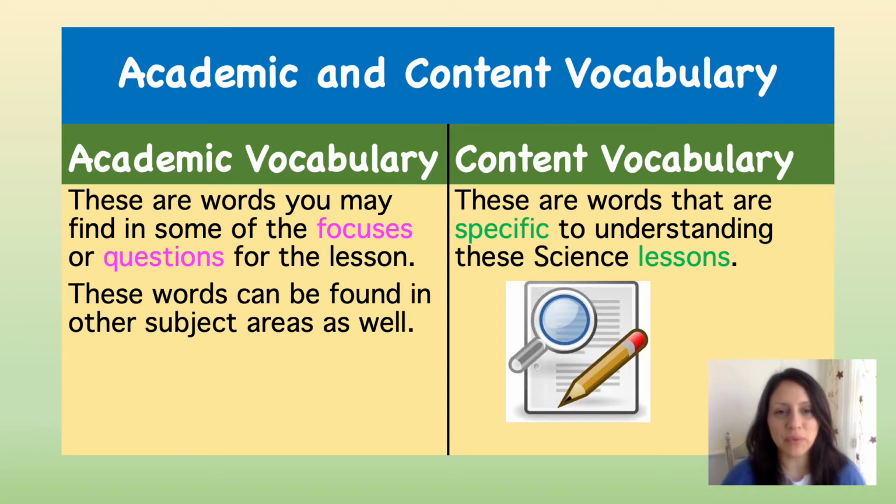There are two types of vocabulary words. One type is called academic vocabulary. These are words you may find in some of the focuses or questions for the lesson. These words can be found in other subject areas as well. The other type of vocabulary words are called content vocabulary. These are words that are specific to understanding these science lessons.